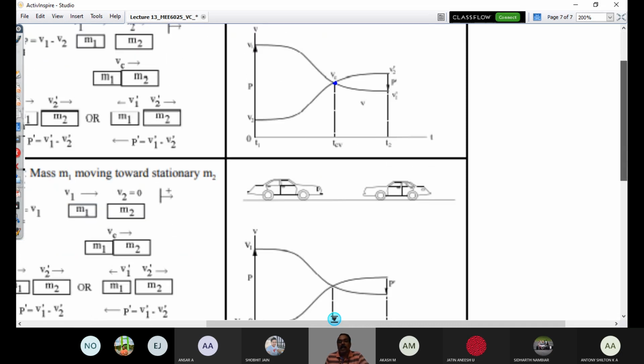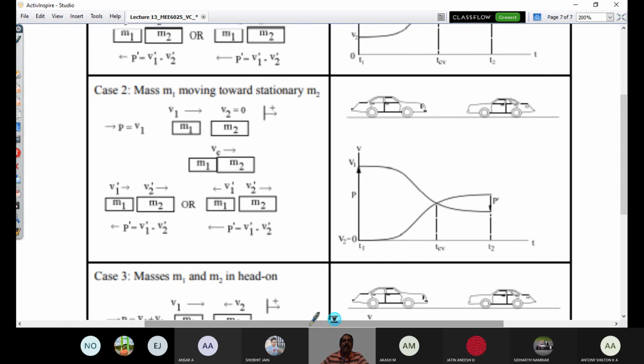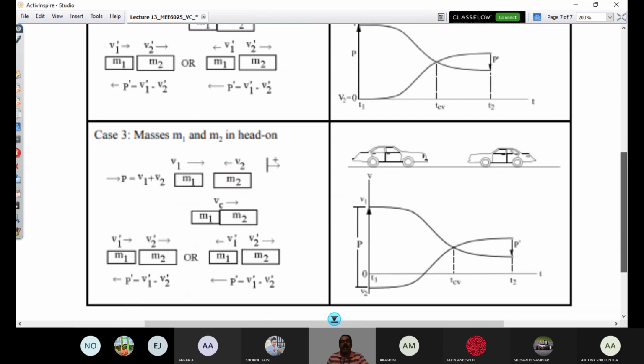And again, you see here, there can be a second case where the velocity of the other is 0. So this is a stationary vehicle. This vehicle goes and hits this, and you would have this scenario. At that time, you see this velocity V2 is 0, and that changes like that. And this is that event of maximum deformation. And the third case, you can have M1 and M2 in a head-on collision.